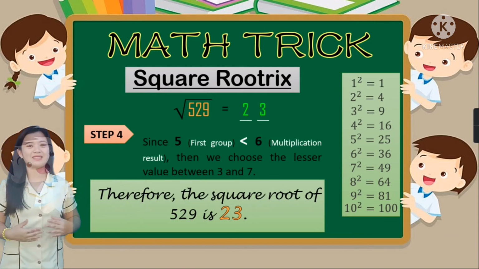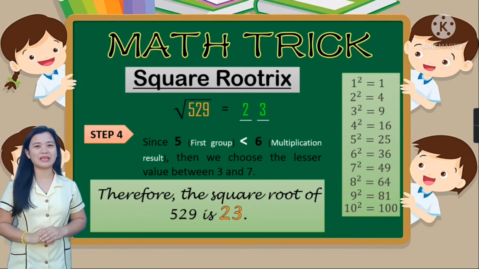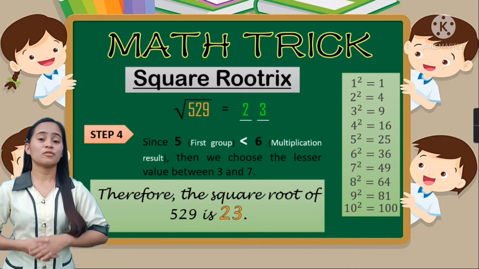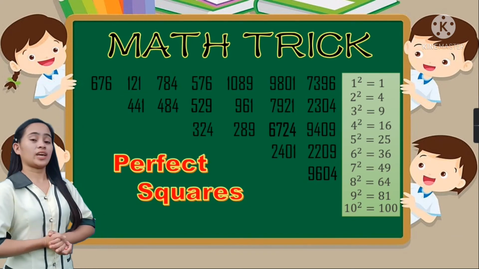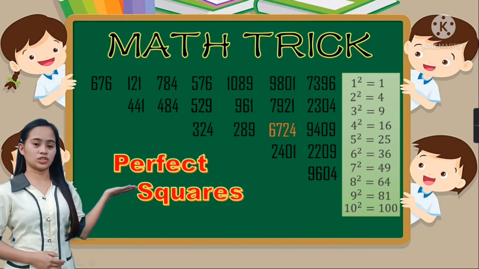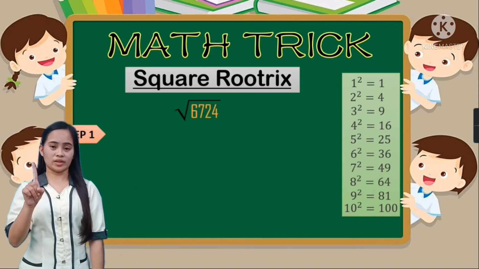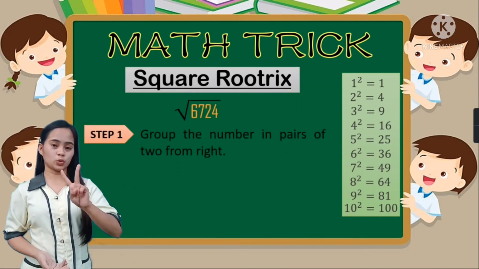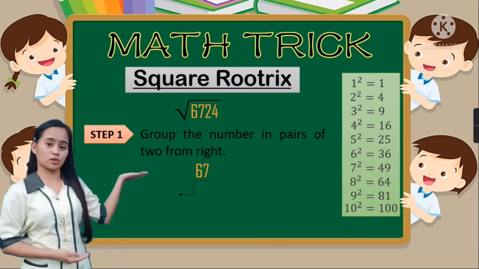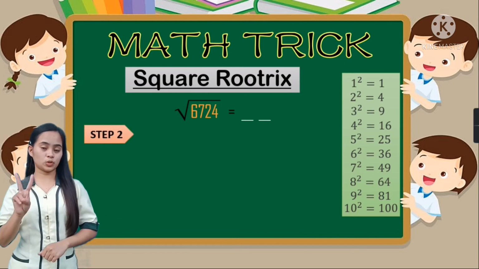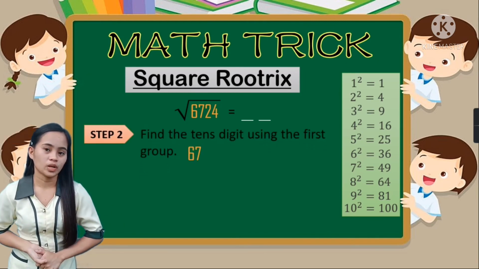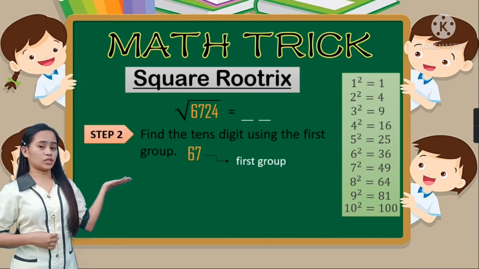For further understanding, Ma'am Bia will give you another example. For the next example, let's have a 4-digit number. Say, 6,724. Step 1. Group the given number into two pairs. So we have 67 as our first group and 24 as our second group. Step 2. Consider the first group. We have here 67 as our first group.